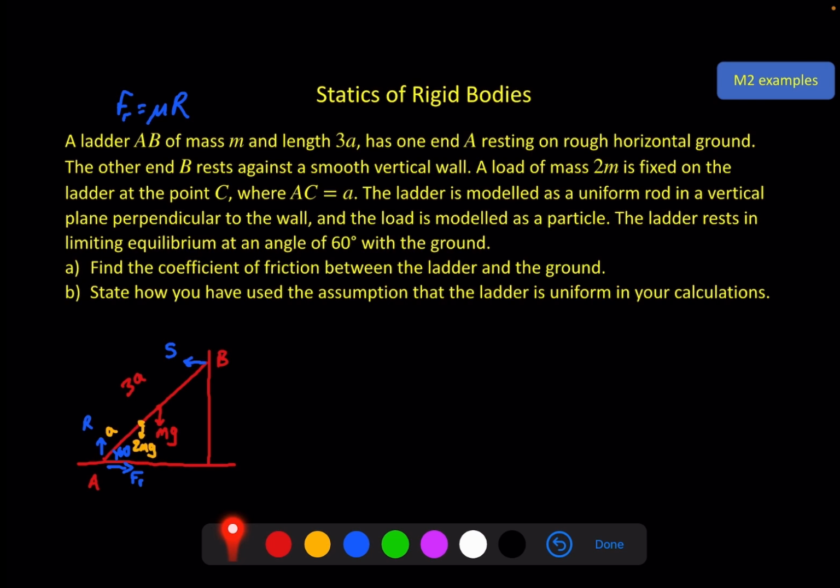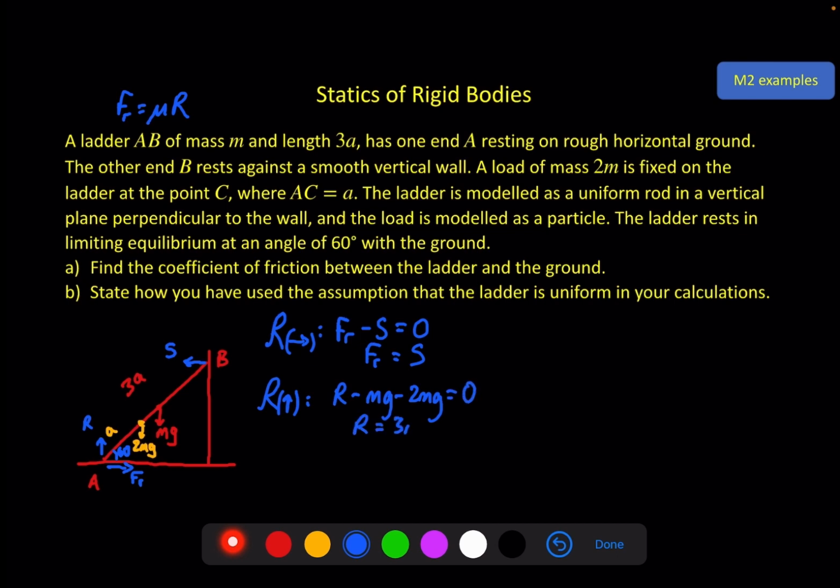Resolving here is actually quite easy because all of the forces are already in two perpendicular directions. We've got friction and this reaction force here acting horizontally. So if I resolve to the right, friction minus S must equal 0. So the friction is equal to that reaction force S. So if we know one of these, we know the other. Resolving vertically, make up the positive. We've got R minus mg minus 2mg must equal 0. So R is equal to 3mg.